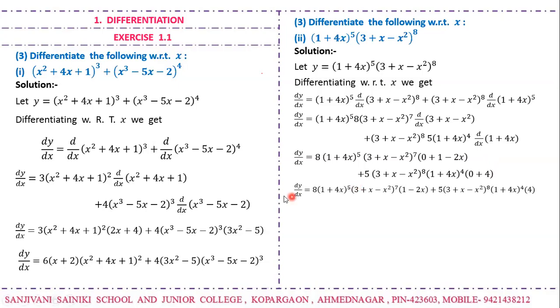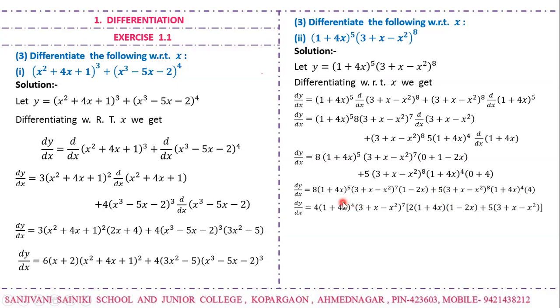Simplify it. 8 in bracket (1 plus 4x) raised to 5 into (3 plus x minus x square) raised to 7 into (1 minus 2x), plus 5 into (3 plus x minus x square) bracket raised to 8 into (1 plus 4x) raised to 4 into this 4. Now take this 4 and this 5, take their multiplication, we will get 20.